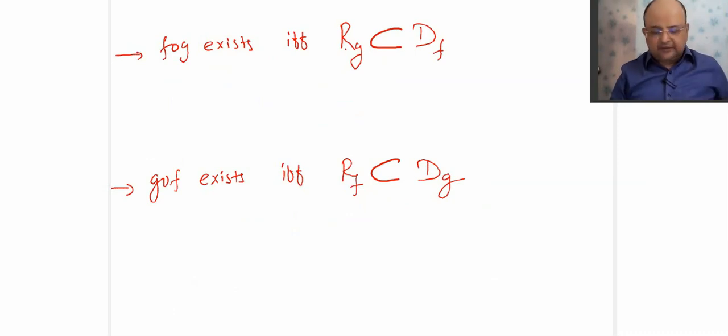You visualize the things and then you can say that okay, yes, I got it now. Fog exists if and only if range of g is a subset of domain of f, and gof exists if and only if range of f is a subset of domain of g.